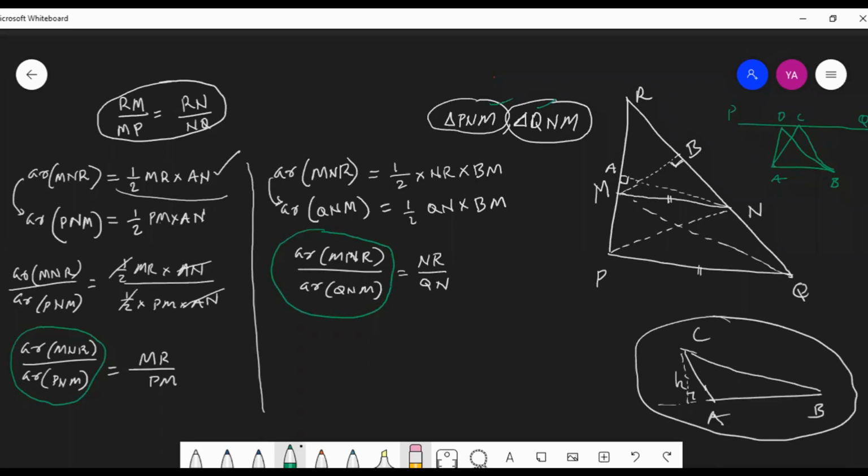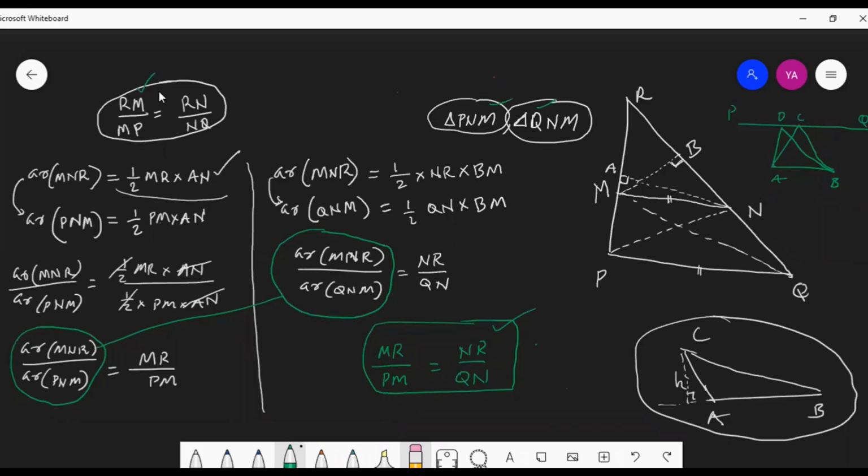Okay, so if this is equal to this, then the RHS will also be the same. What is RHS? MR by PM is equal to NR by QN. That's what we want to prove. Here you look, RM means MR. RM and MR are the same. RM by MP, same as PM, is equal to RN by NQ. RN and NR are the same. So the theorem is proved.